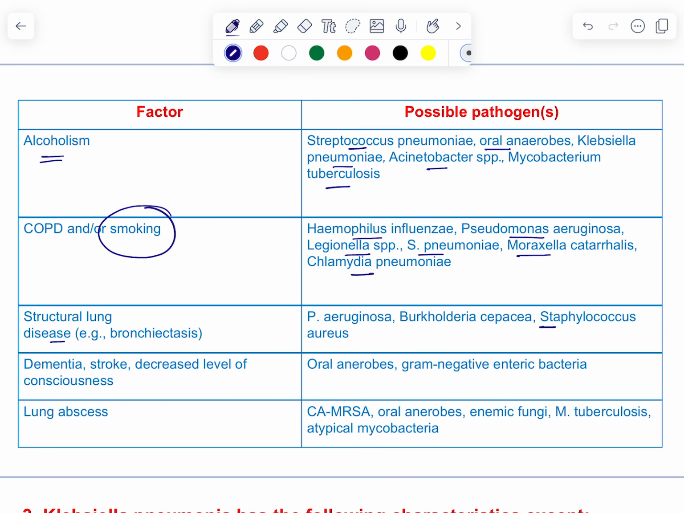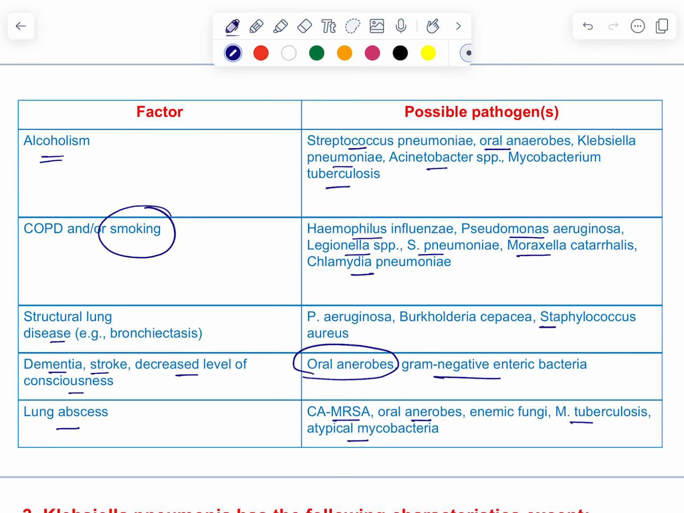that even Staphylococcus aureus. And in individuals who have risk factors like dementia, stroke, decreased level of consciousness, in them the organisms are the oral anaerobes and gram-negative enteric bacteria. Then if an individual has the risk factor of lung abscess, in that group of individuals the possible pathogens are community acquired methicillin resistant Staphylococcus aureus, oral anaerobes, then Mycobacterium tuberculosis, and then atypical mycobacteria. So atypical mycobacteria is one of the very important pathogens in individuals who have lung abscess.